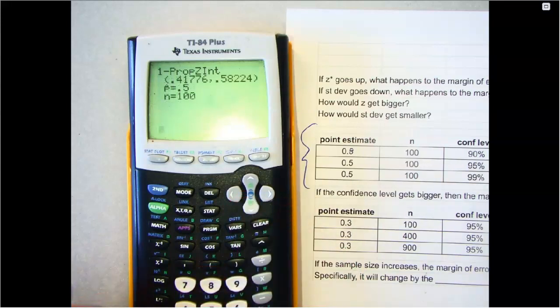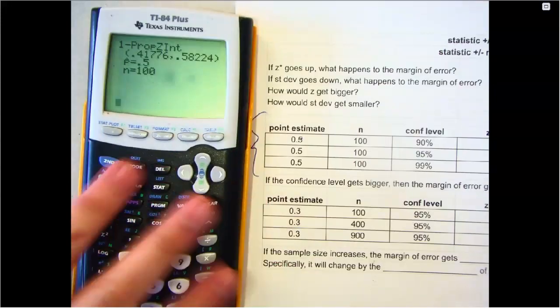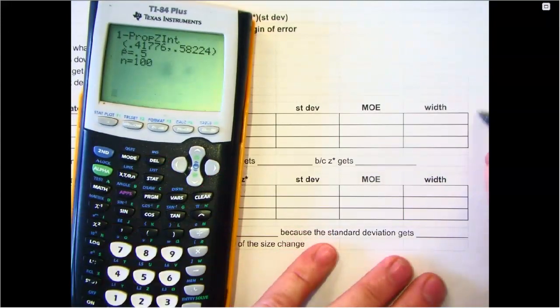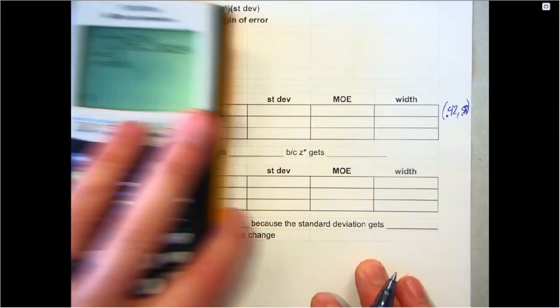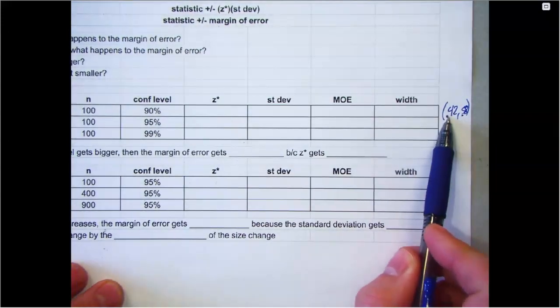So let's calculate. I guess I did the interval. I didn't even leave the spot for that, did I? So let's put that over here. 0.42 to 0.58. So the width is going to be the difference between these two. Did you guys get the same thing? 0.42 and 0.58. So the width is the distance between those.